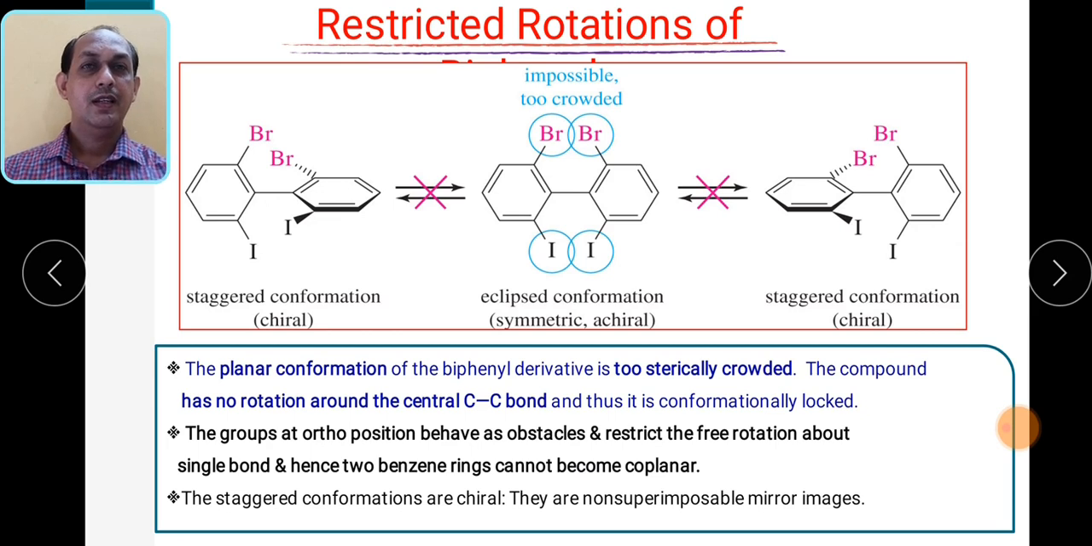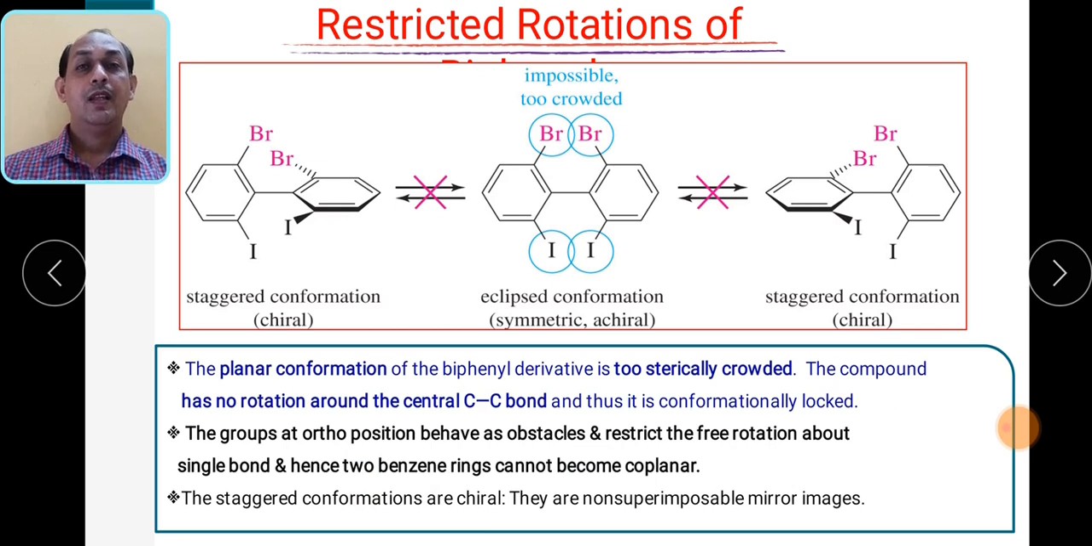Both of these structures are chiral because of the restricted rotation. What you can observe is that this is a planar structure. For planar conformation, the biphenyl derivative is too sterically crowded, so the compound has no rotation around the carbon-carbon single bond, so it is a locked conformation. The moment you have the locked conformation, the molecule becomes planar and it will lose its optical activity. So the group at the ortho position behaves as an obstacle and restricts the free rotation around the single bond. Hence two benzene rings cannot become coplanar.